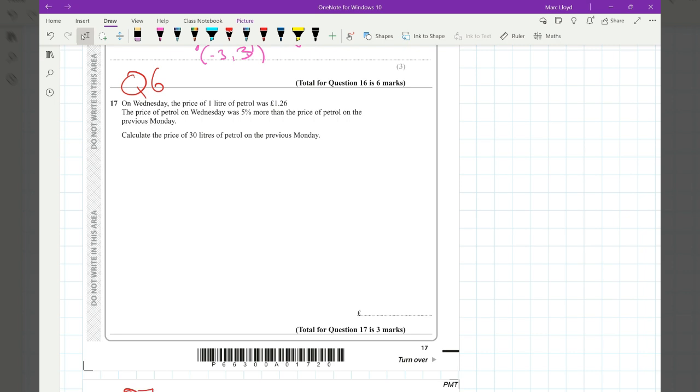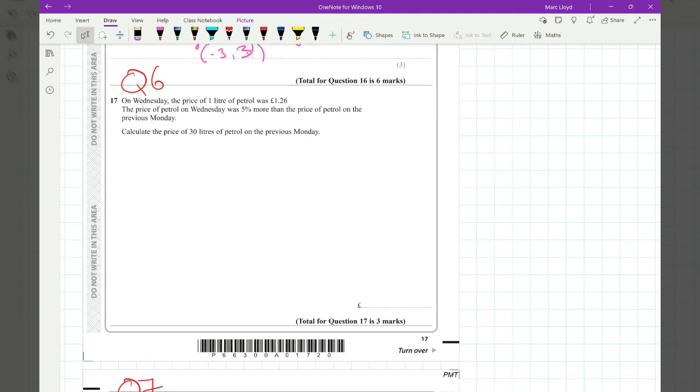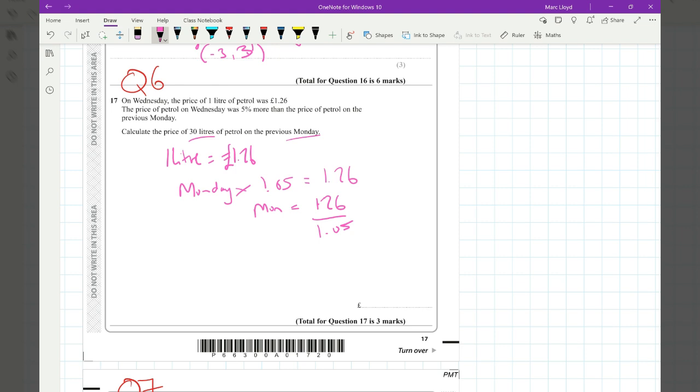Let me just fold my keyboard away as we prepare for this one. On Wednesday, the price of 1 litre of petrol was 1.26. So, 1 litre equaled £1.26. The price of petrol on Wednesday was 5% more than the price of petrol on Monday. Calculate the price of 30 litres on the Monday. So Monday saw a 1.05 increase, and that gave us 126. So to find the Monday price, we need to do £1.26 divided by the 1.05.